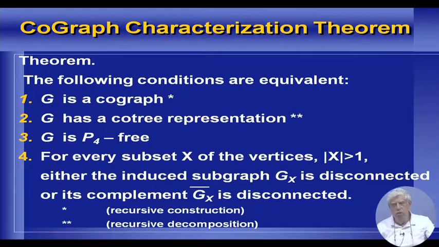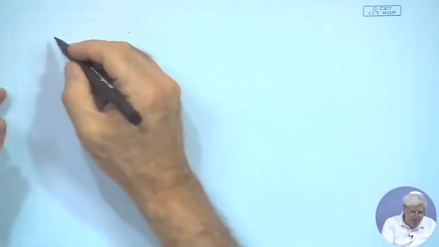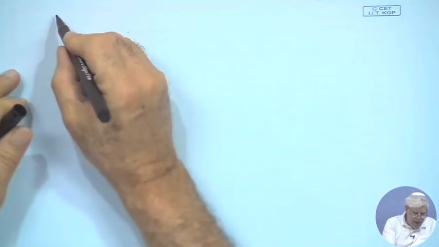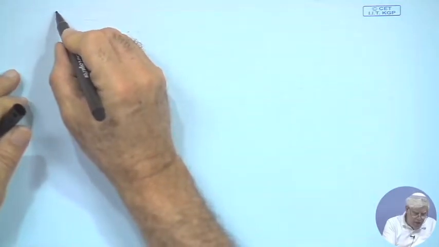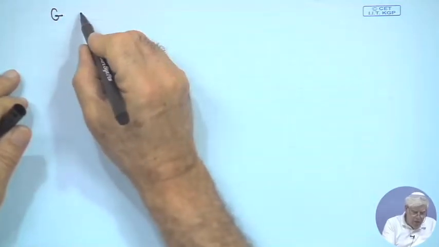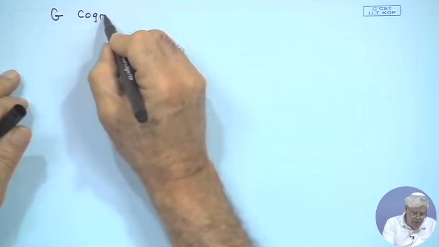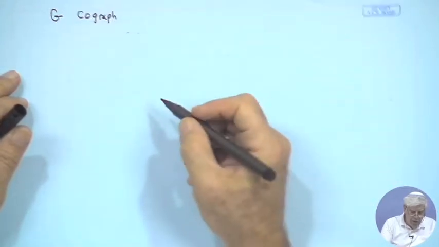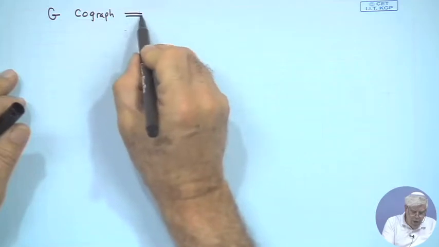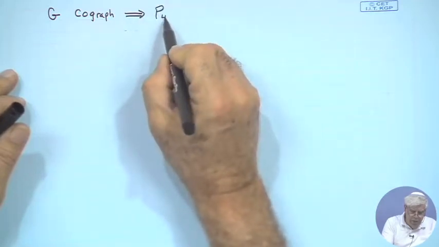So let's go to the pen and paper to prove this theorem. Okay, so the cameraman would look at my page. We'll see that the first condition was that G is a co-graph. And I want to show that that implies that it's P4-free.